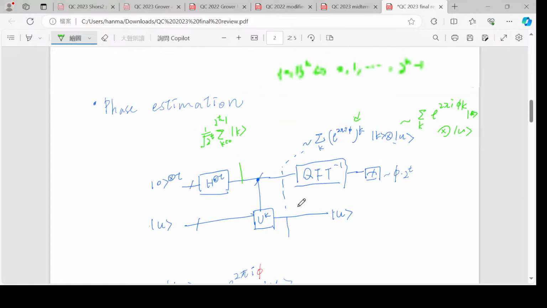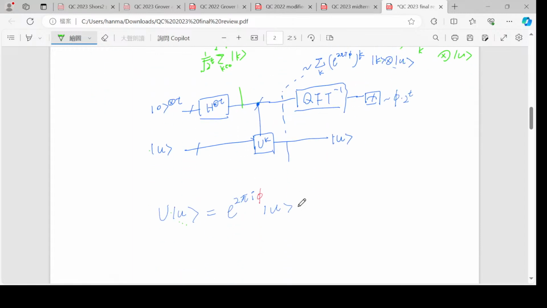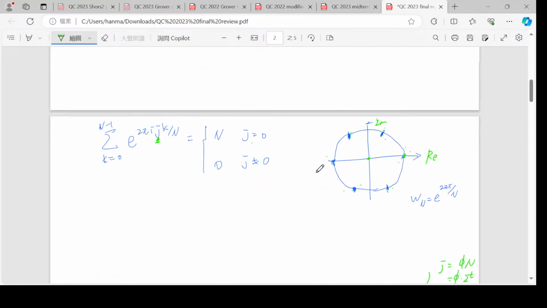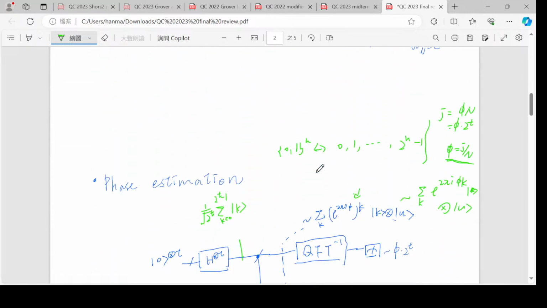Okay. So that's phase estimation. We're a little slower, maybe. Oh no, we should have enough time. Yeah, we should have enough time to finish everything first class.